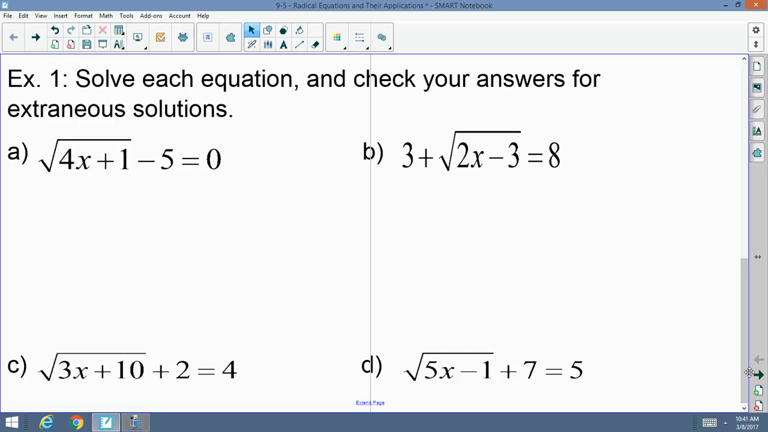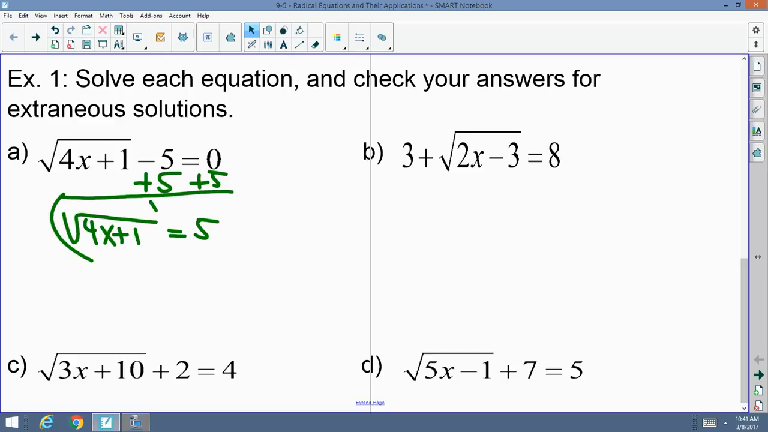All right, guys, what's the first step we have to do here according to my rules? Isolate the variable, very good, or the radical. So you're going to add 5 to both sides. Square root of 4x plus 1 equals 5. How do I get rid of a square root? I want to get rid of this radical, so I'm going to square both sides. Remember that whatever I do to one side of the equation, I must do to the other side of the equation. So this becomes 4x plus 1 equals 25.